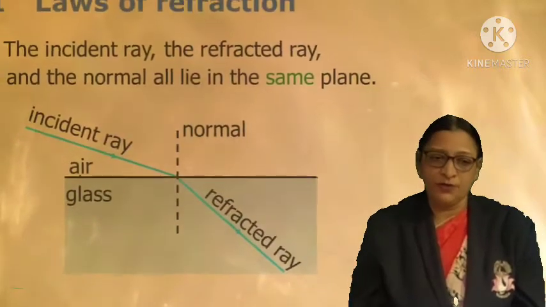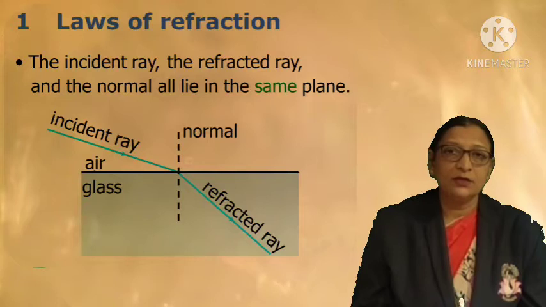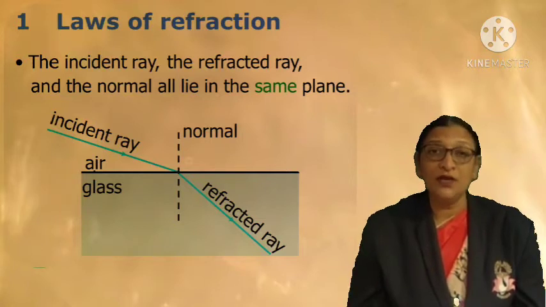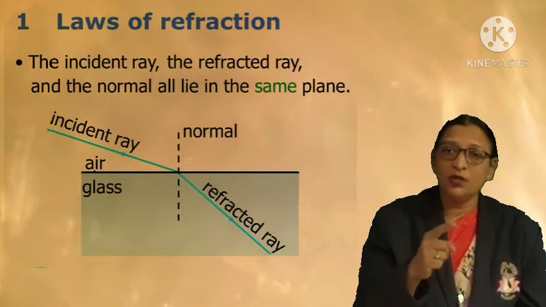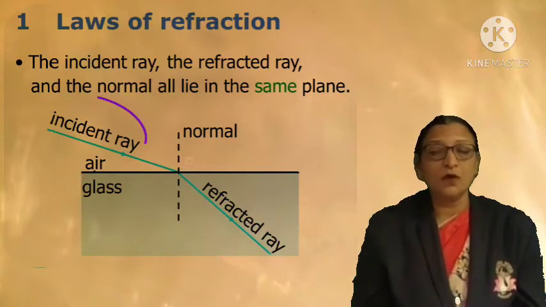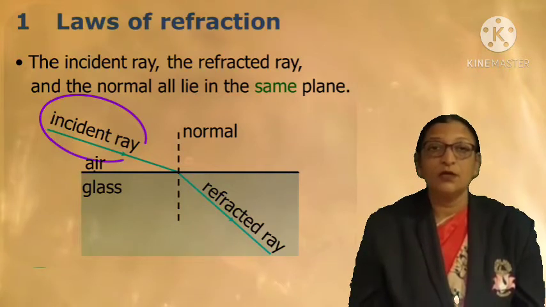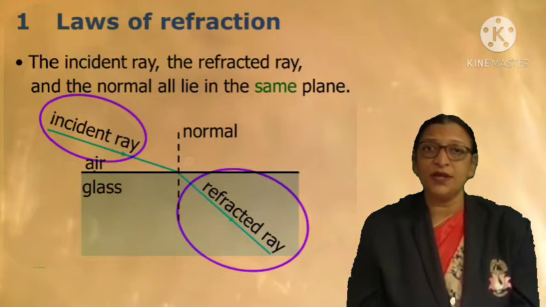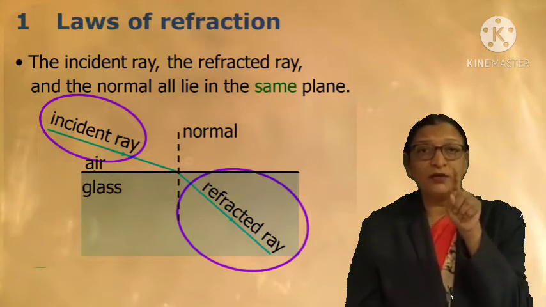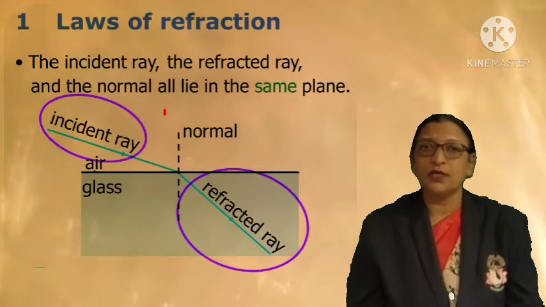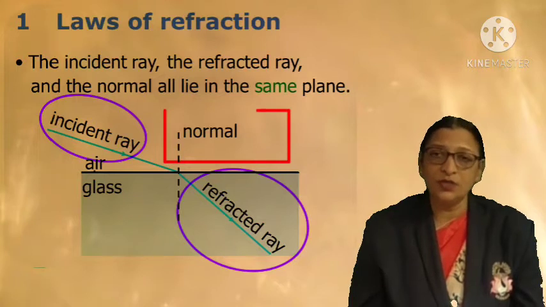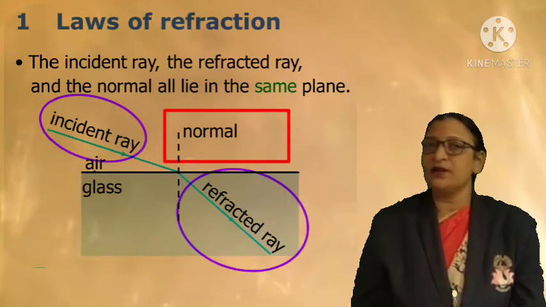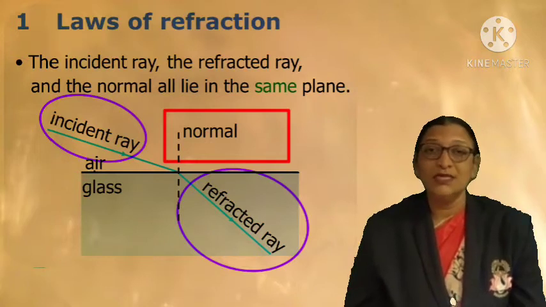So, the first law of refraction. When light travels from one transparent medium to another, the light ray which falls on the surface of the media is called the incident ray. The changed-direction light ray in the other medium is called the refracted ray. At the point where it falls, we draw a perpendicular, and that perpendicular is the normal. And dear students, all these elements, that is the incident light ray, refracted light ray and normal, are in the same plane.